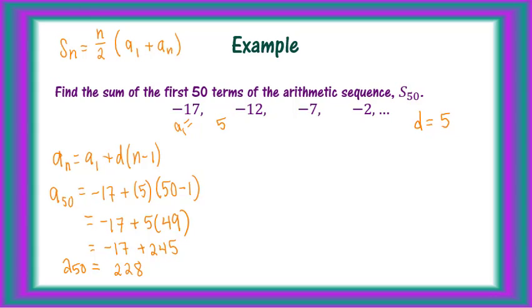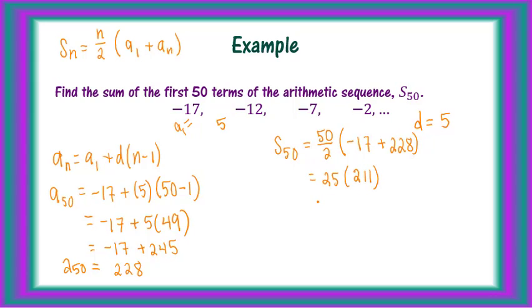Now, going back to our summation or partial sum of the arithmetic sequence, I have S sub n, which again, we're looking for S sub 50, equals n divided by 2, 50 divided by 2, times a sub 1, negative 17, plus a sub n, 228. So that's simply 50 divided by 2, 25, times 228 minus 17, 211.